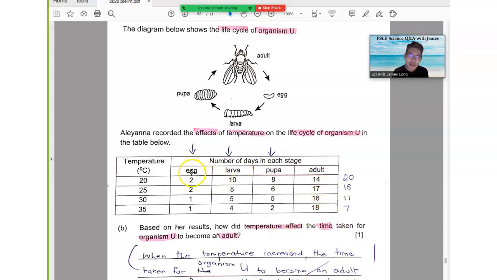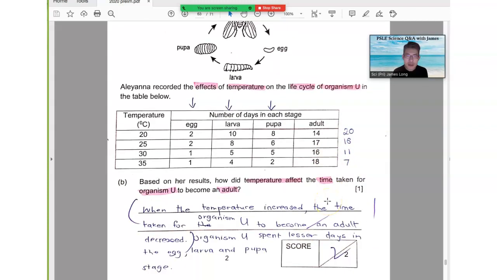We just look at the part it takes to reach this portion. As you can see, as the temperature increases, the time taken actually decreases. Now, many of you are quite careless and you talk about time becoming less. That's fine. But if you say time becomes faster, be very careful.